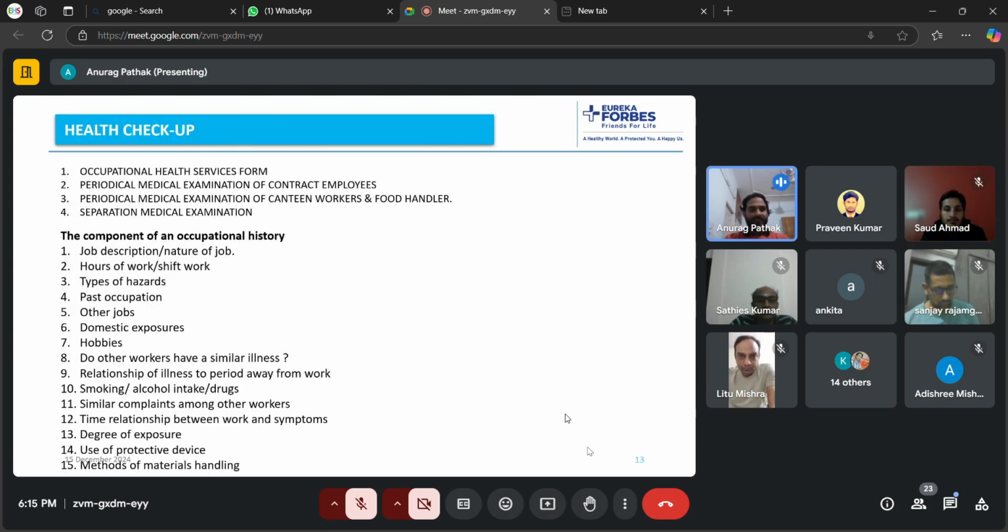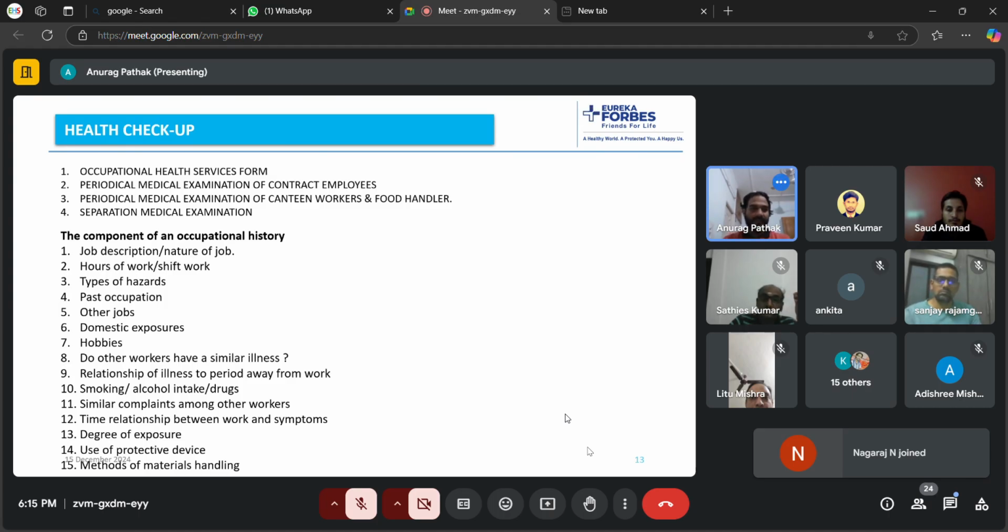These are the health checkups which we are going to do inside the factory premises, if anything happens. Before joining, we do the same for the persons. If any of you join any industry, you have to submit these documents inside the factories.